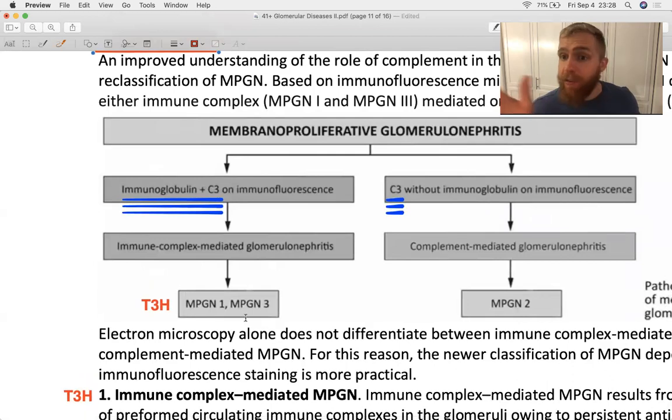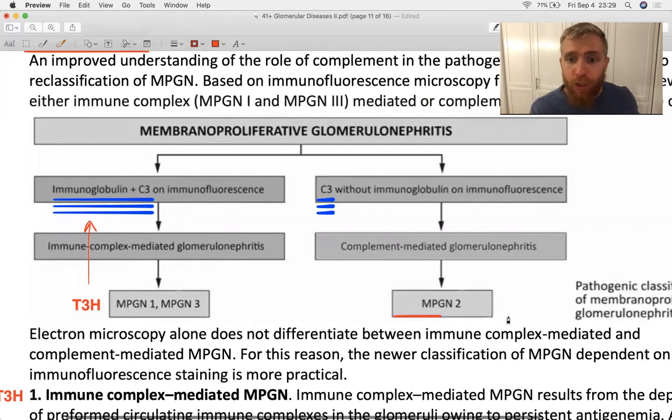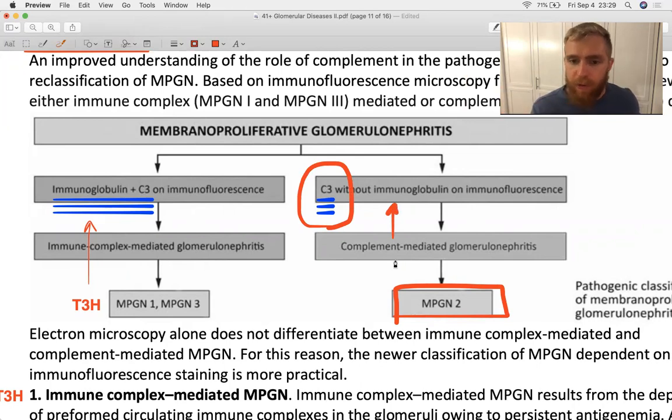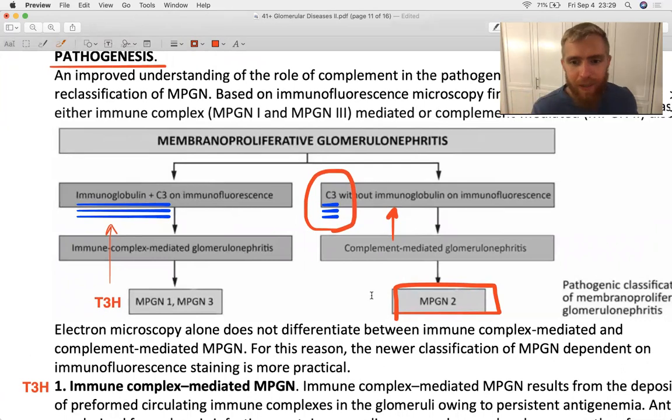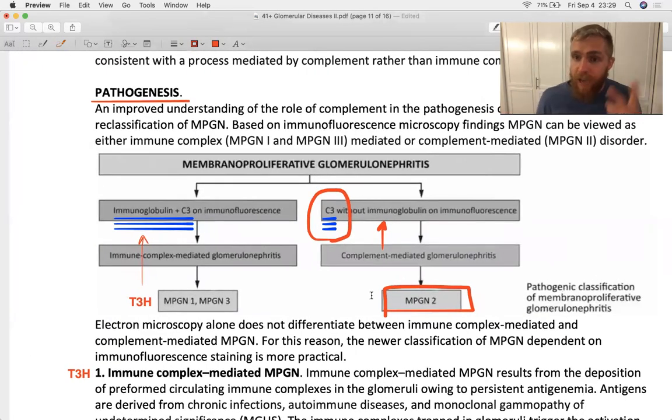Type 1 and type 3 have the same pattern in that it's a type 3 hypersensitivity. And you know it's a type 3 hypersensitivity because you're going to see immunoglobulins and complement whenever you stain it. But type 2, here's the rub. You only see complement. You don't see any Ig when you immunostain. So is this a type 3 hypersensitivity? No. It's probably a type 2 hypersensitivity, a complement-dependent hypersensitivity. So perfect for us because it overlaps. Type 2 hypersensitivity.